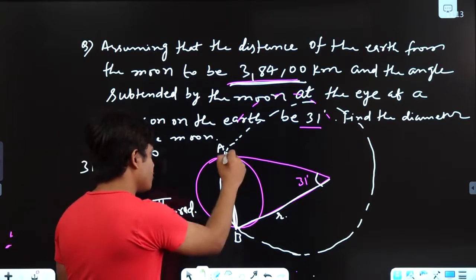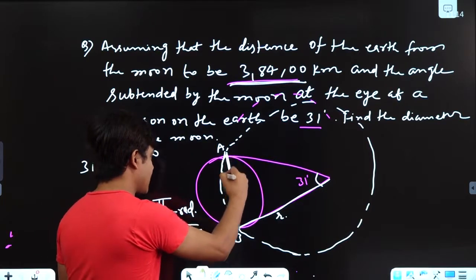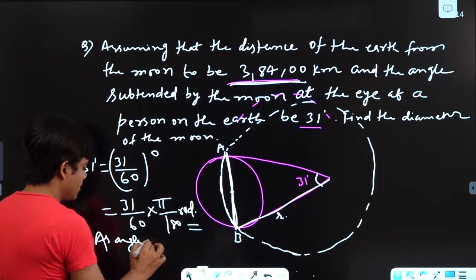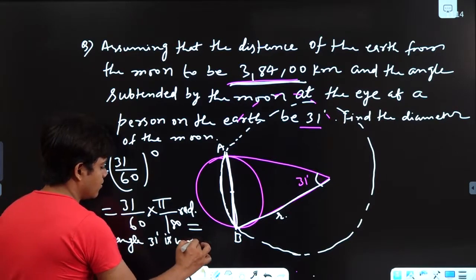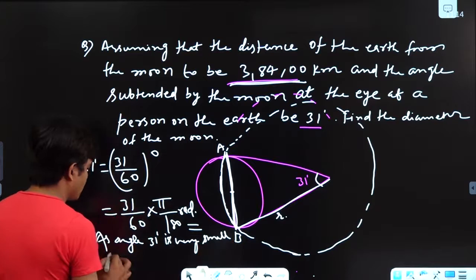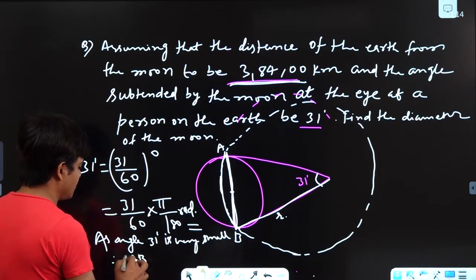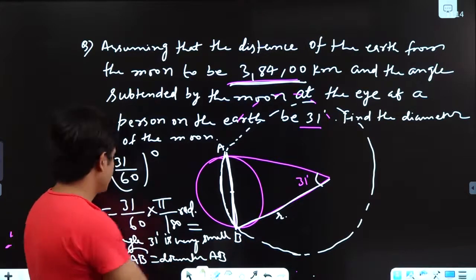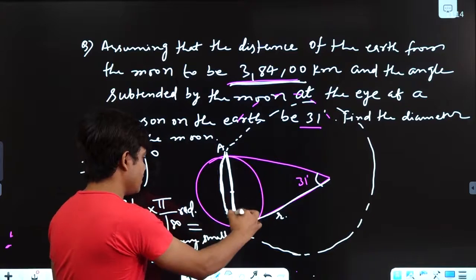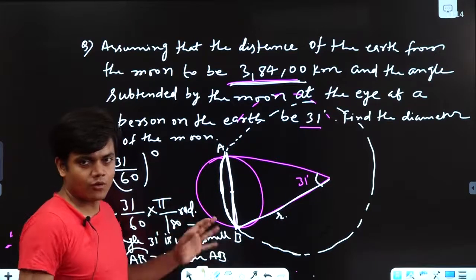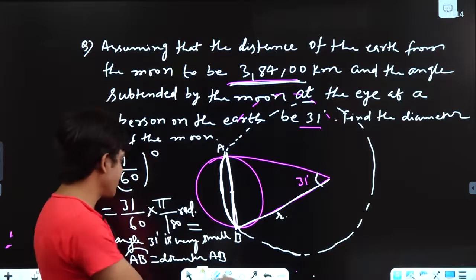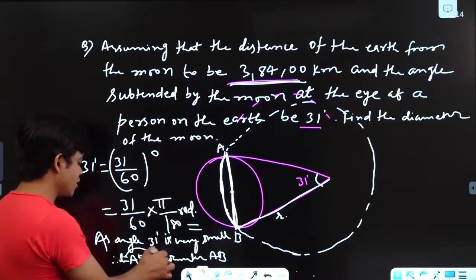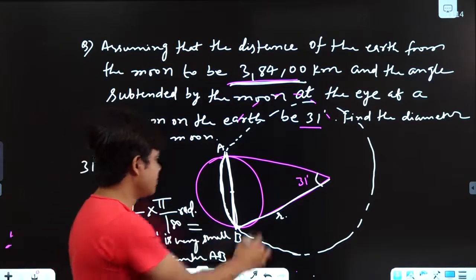So we can approximate this diameter by this arc length AB, as angle 31 minutes is very small. Therefore, we can say what? This arc length AB is equals to diameter AB. I know they are not equal exactly, but yes, we can approximate it, and therefore this will be our L. L is equals to the diameter AB.